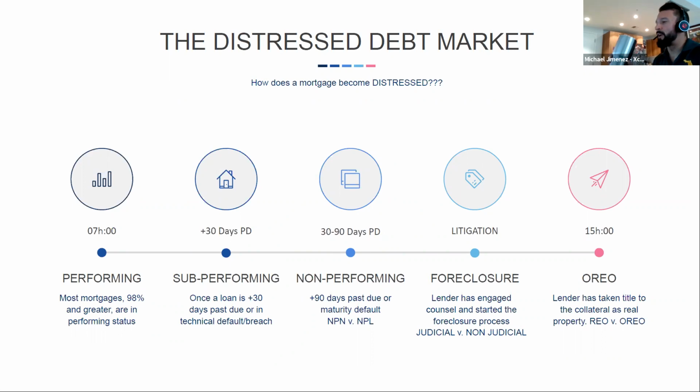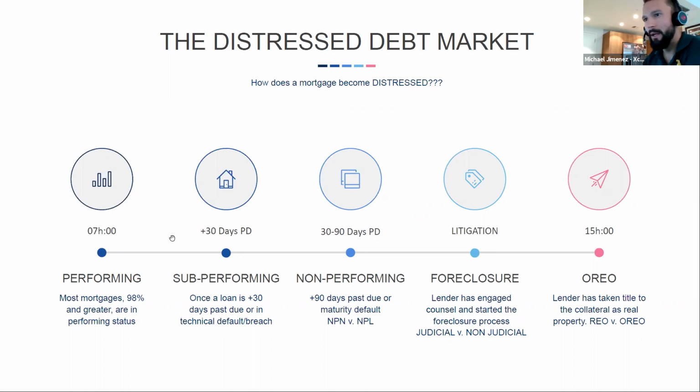Okay, the distressed debt market. So that was kind of the overall large market, and now what is distressed debt? How does a mortgage become distressed? Well, I look at it through the primary life cycles of the mortgage, right? When a mortgage is originated, what happens, right? We birth a new debt into our economy, right?